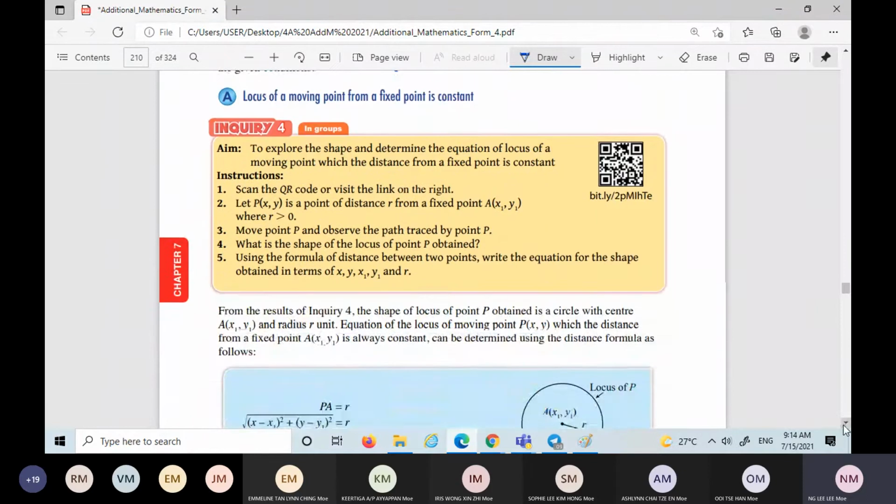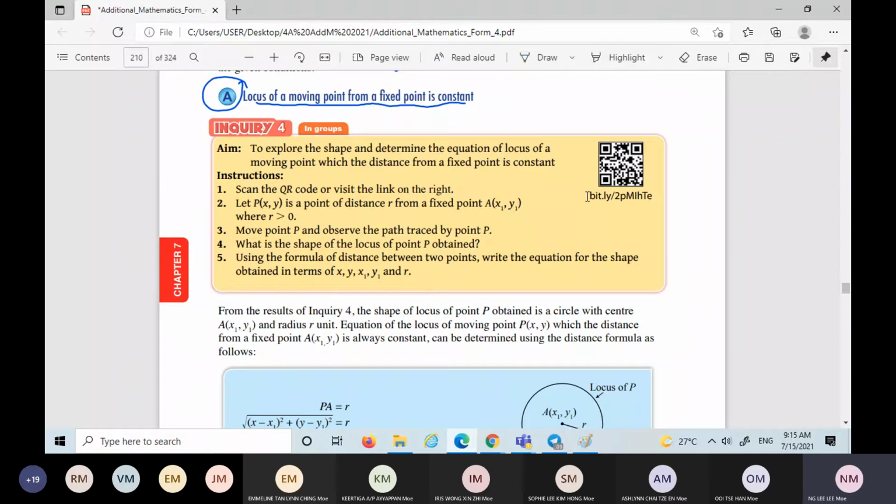This is the first type of locus we're going to learn. This one you can copy. The locus of a moving point from a fixed point is a constant, meaning the distance from a fixed point is a constant. This one you actually know already. If you do revisions, you will get a circle. But knowing it is a circle is not good enough for Form 4; you need to write the equation out.